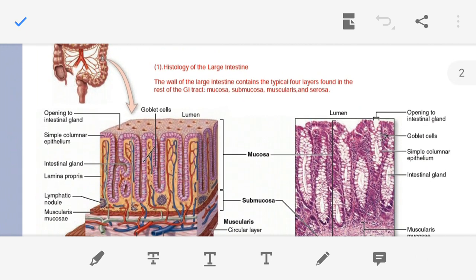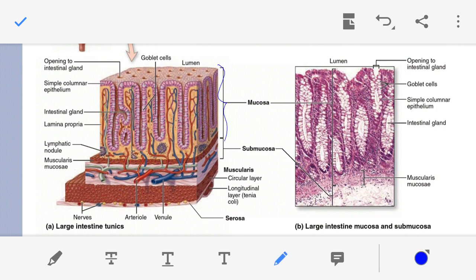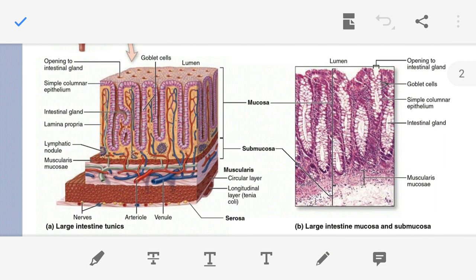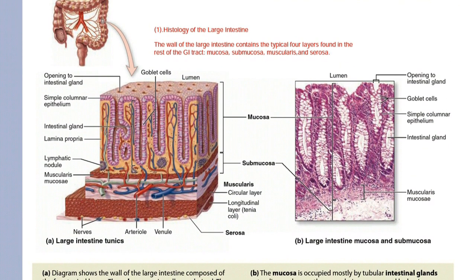Here in the figure you see this is the mucosa, and here is the lumen. The lumen is surrounded by mucosa. So mucosa is the innermost layer, followed by submucosa, then muscularis, and the outermost layer of the large intestine wall is the serosa. So these are the four layers. Now I'm showing you the entire figure of the wall of the large intestine. You go through this figure.